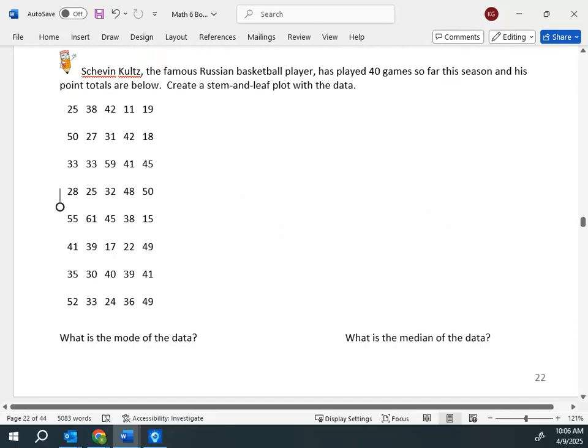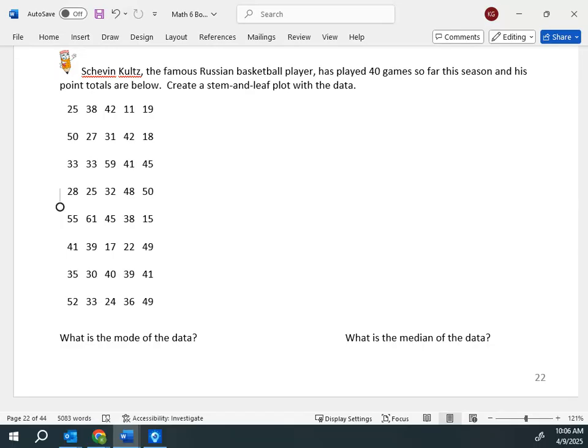All right, so now we have Chevin Colts, because Mr. Schultz likes to make plays on his name. He's a silly man. Chevin Colts, the famous Russian basketball player, has played 40 games so far this season, and his point totals are below. Create a stem and leaf plot with the data. So we have all of the points. We've got our stem and leaf together.